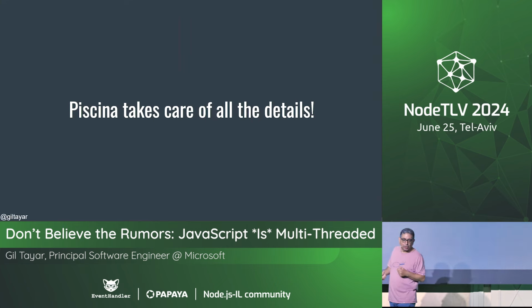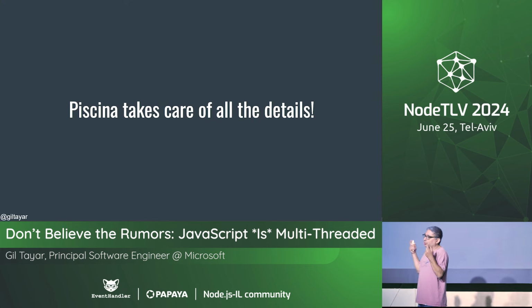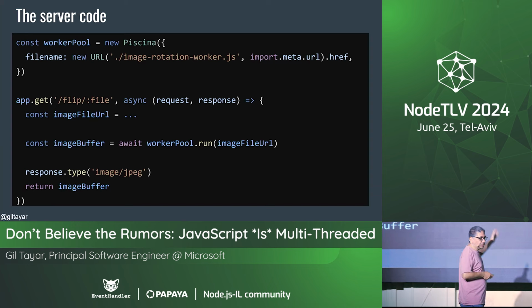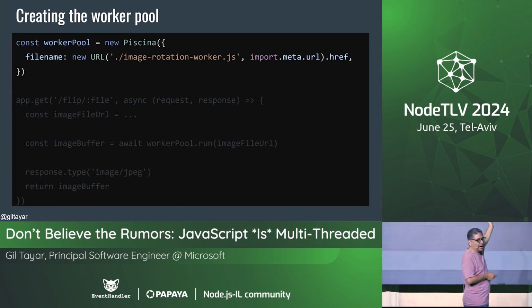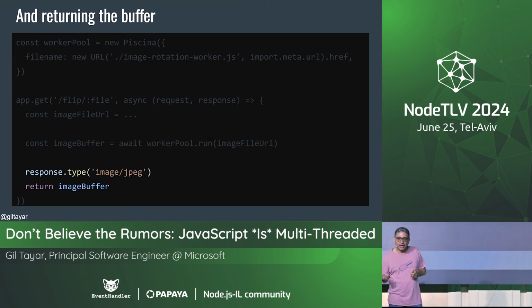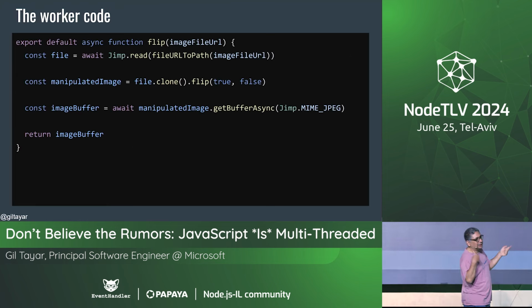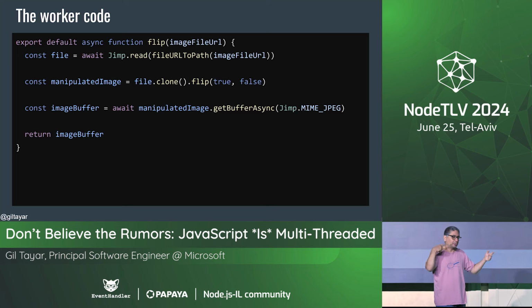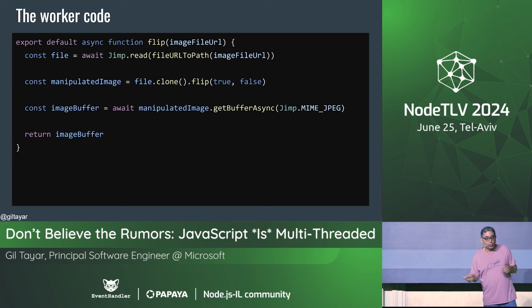If you use Piscina, which is a library that does worker pools for you, you're good to go. So this is the server code with Piscina. I do new Piscina. It creates a worker pool. Instead of doing a post message, I call run on the pool. It chooses the best worker there is, gives it the image URL, and I return the image buffer. In the worker, I don't need to do post message or listen on message. I just need to export a function. It flips the image, returns the image buffer, and Piscina takes care of all the sordid details of post message and all that. So really nice.